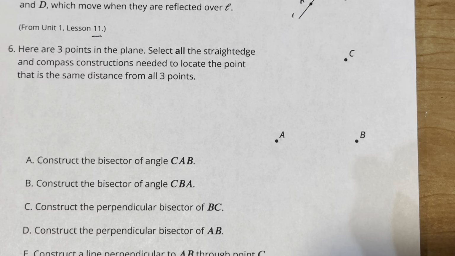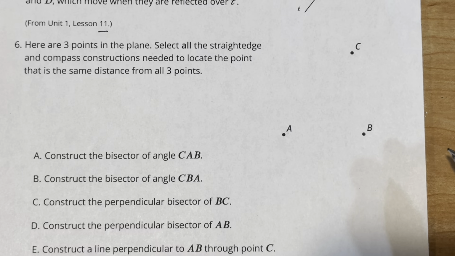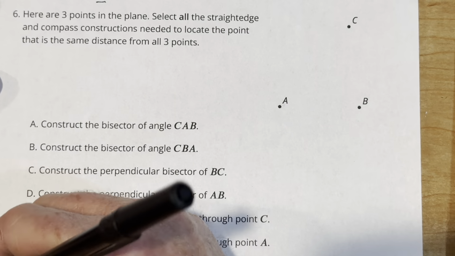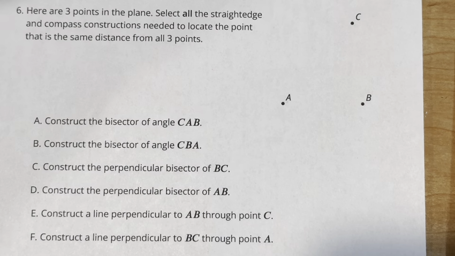All right, 6. Here are 3 points in the plane, A, B, and C. Select all the straight edge and compass constructions needed to locate the point that is the same distance from all 3 points. Okay. All right, I'm going to do it for you. Here's how you could do it.